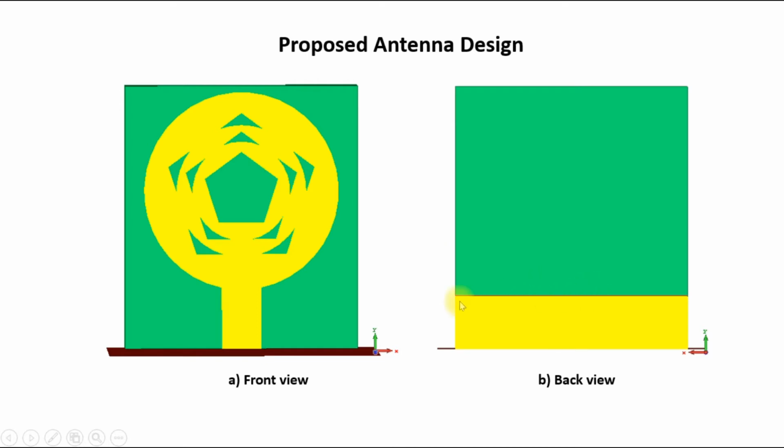You can see that only 1/3 of the ground is yellow. The remaining 3/4 I have removed to improve the performance of the antenna. So it has a partial ground, not a full ground. Okay, then the green colored material is called the substrate. Here I am using the PCB board material FR4, that is a flame resistant material.